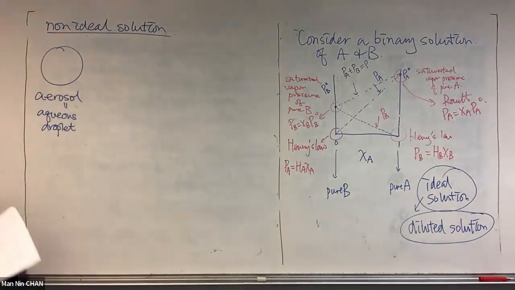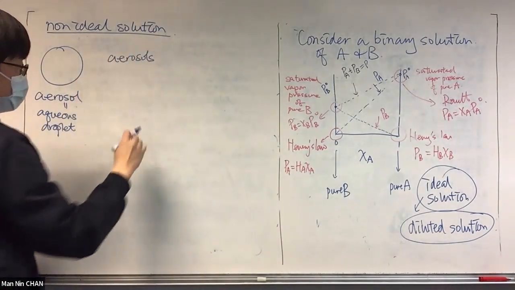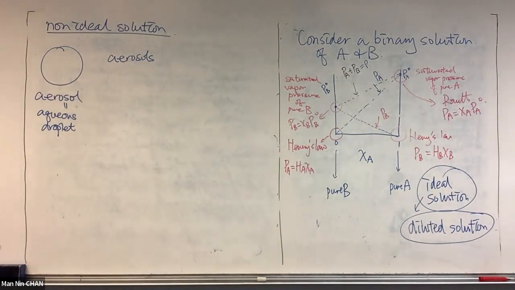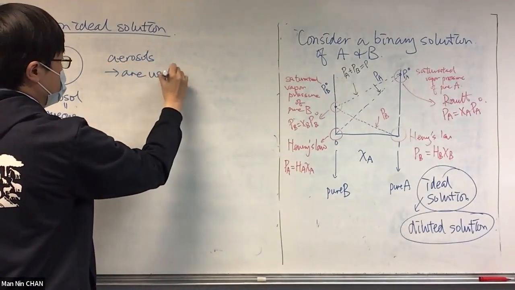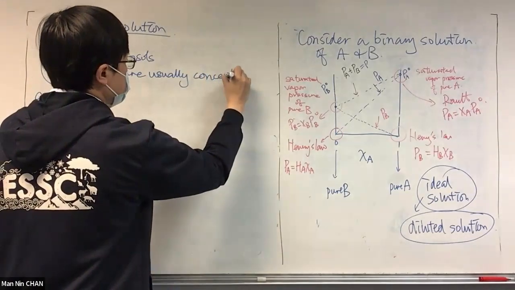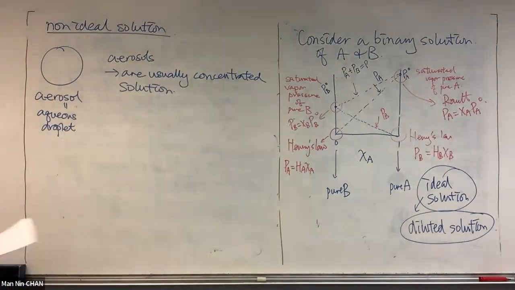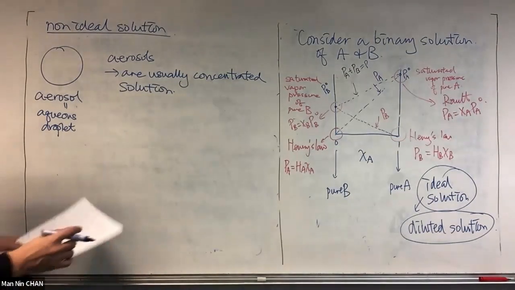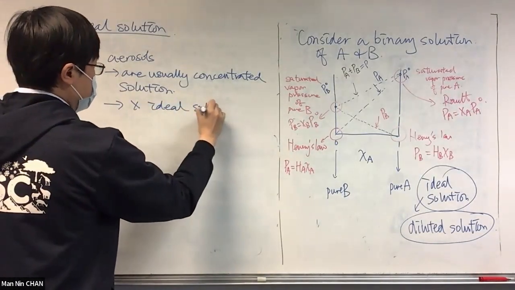And then you dissolve the species. Aerosols, most of the time, and of course it depends on your composition or your environmental condition, are usually concentrated solutions. Unless you talk about the cloud droplet, if you talk about the aerosol, we are talking about a concentrated solution. Therefore, it always deviates from the ideal solution. It is not an ideal solution.